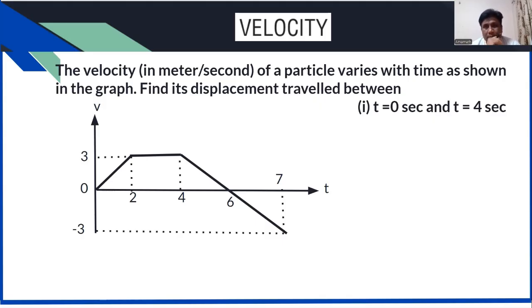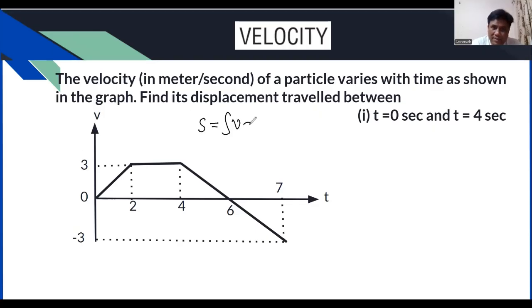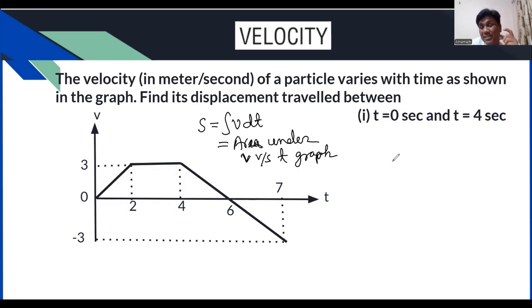Remember, displacement equals integration of v dt. And it is also called the area under the v versus t graph. So that is the theory. The geometrical meaning of integration is nothing but area. You just need to understand it. If you do not write this, just write this part only, because area under the VT graph means integration of v dt only.